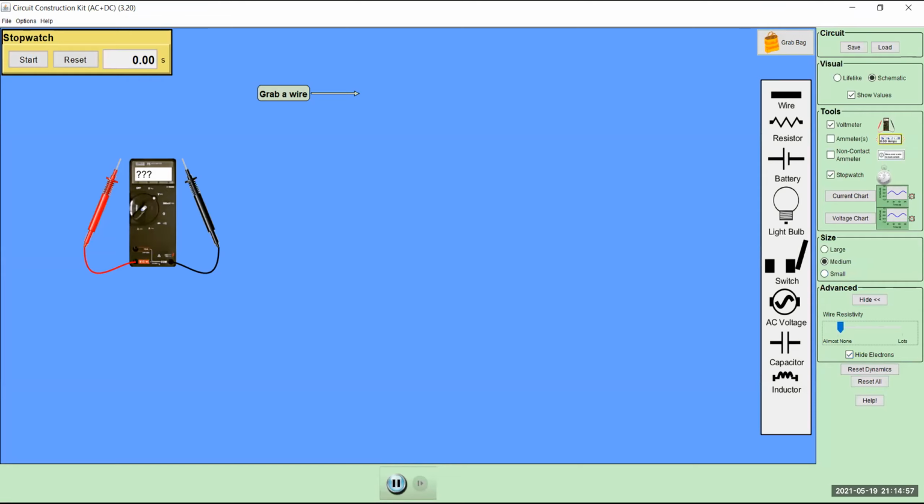Now I'm going to pick up an inductor, and I'm going to pick up a resistor. I'm looking at the other screen, of course. Here's my inductor. Here is the resistor. Okay, I'm going to pick up a switch. We need the switch. So here is the switch.